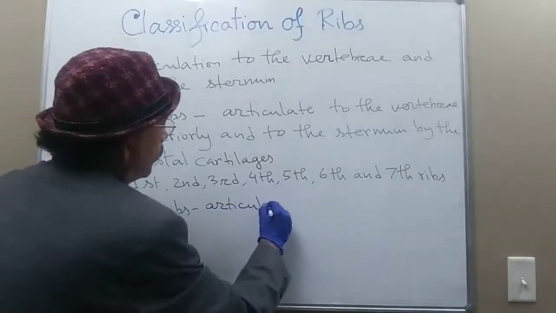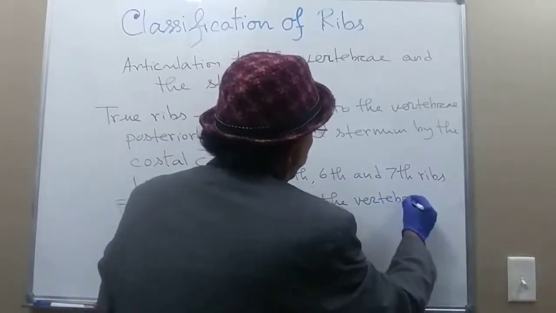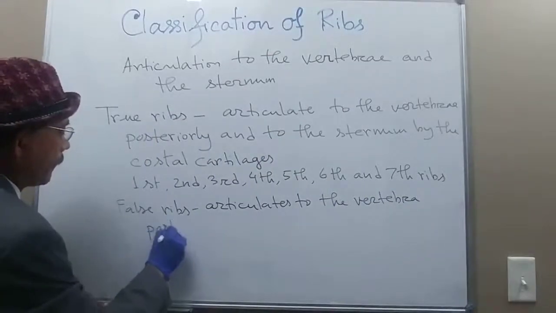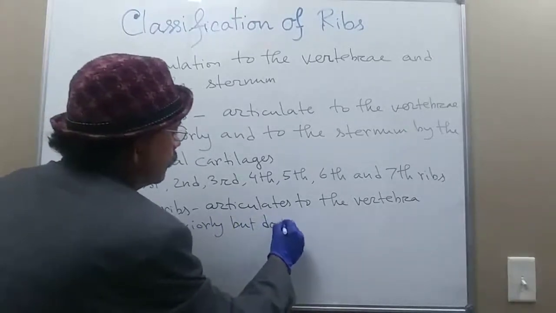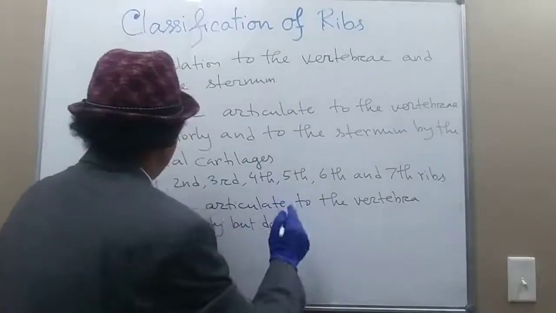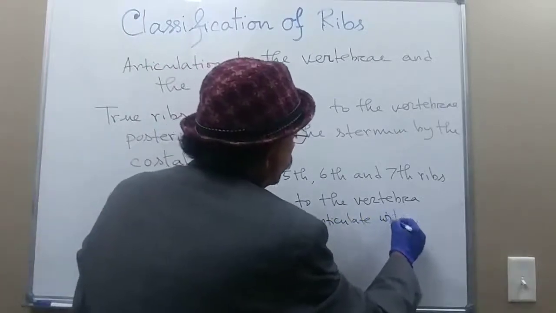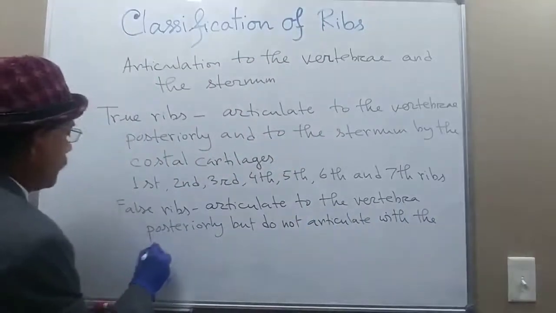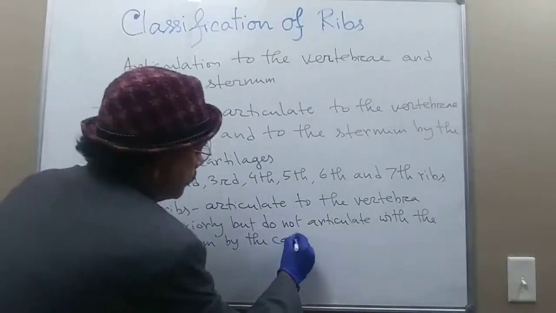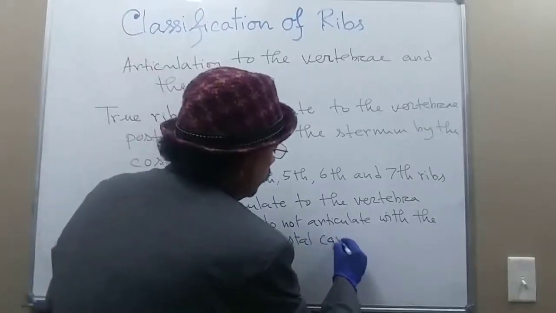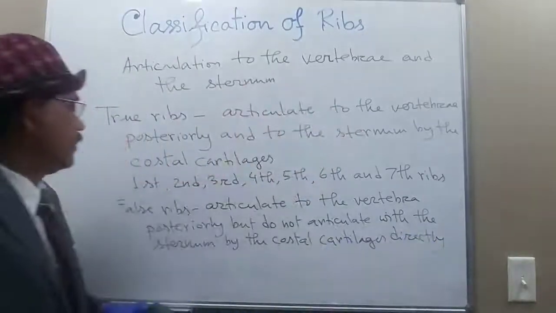Articulates to the vertebra posteriorly but do not articulate with the sternum by the costal cartilages directly. So these are the false ribs.